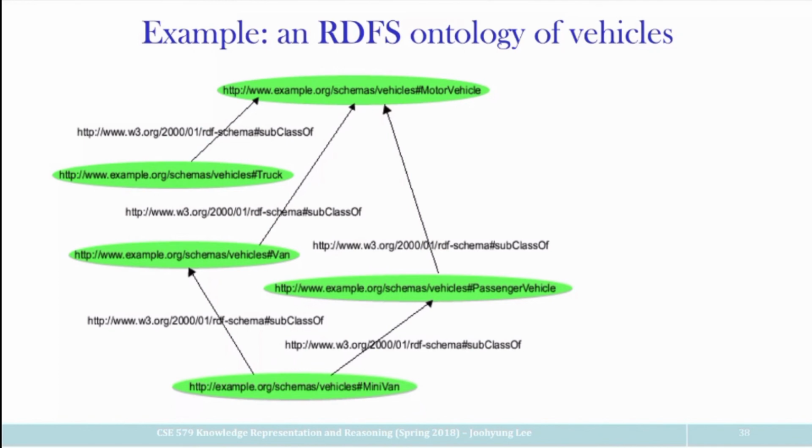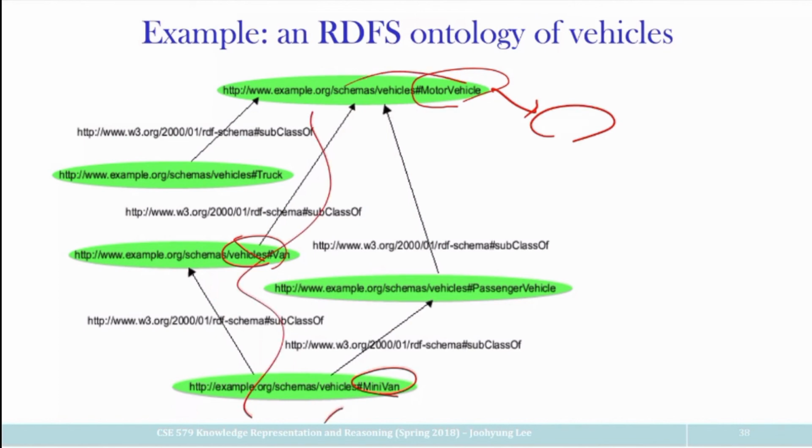This is another example where you can see a minivan. Minivan is a subclass of van, and van is a subclass of motor vehicle. So you can have all the class hierarchies, and as long as you define some property here, that can be inherited all the way down.